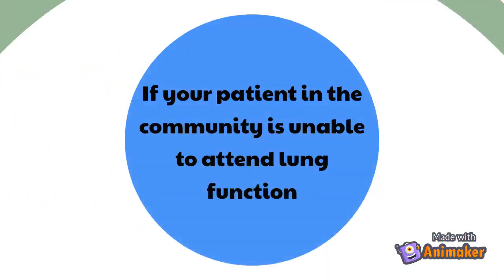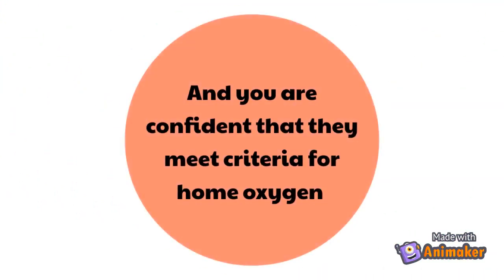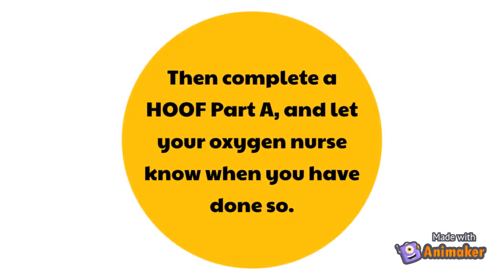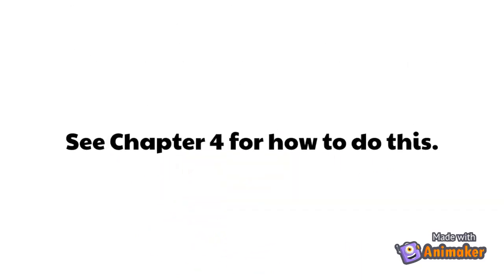If a patient in the community is unable to attend lung function and you are confident that they meet criteria for home oxygen, then complete a HOOF Part A and let your oxygen nurse know when you have done so. See Chapter 4 for how to do this.